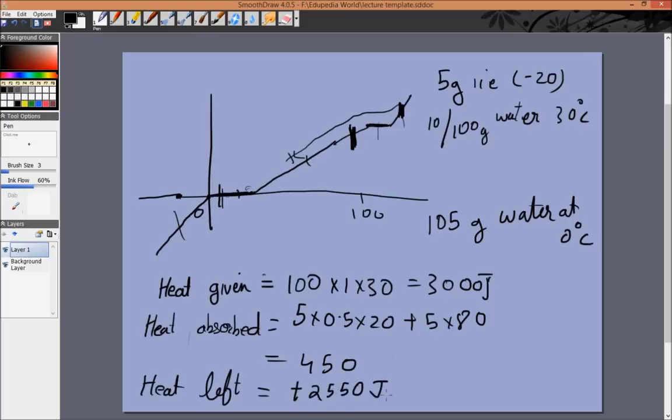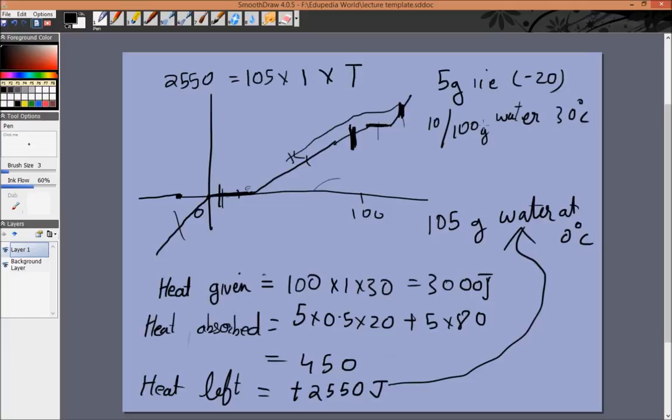2550 joules. So now what do we have? Now we have 105 grams of water at 0 degrees centigrade and we have 2550 joules of energy. So we'll give this 2550 joules of energy to this 105 grams of water at 0. It might not go all the way to steam, but it will increase its temperature. We get 2550 is equal to 105 into 1, specific heat capacity of water, into T, whatever the final temperature is. We see that the final answer is exactly what we got earlier.